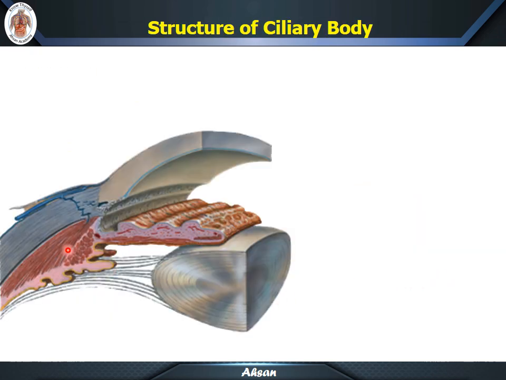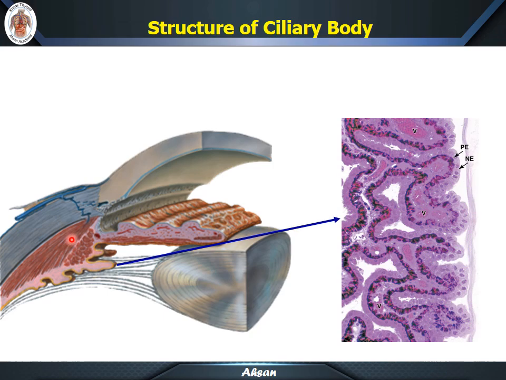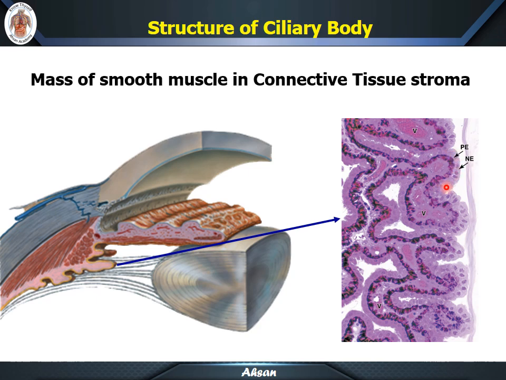You can see this is the ciliary body, and the ciliary body has ciliary processes, and the ciliary processes are covered by cells. This is a bilayer of cells. So it comprises connective tissue and smooth muscles. These are the smooth muscles, the ciliary muscles, and the surface has ciliary epithelium.